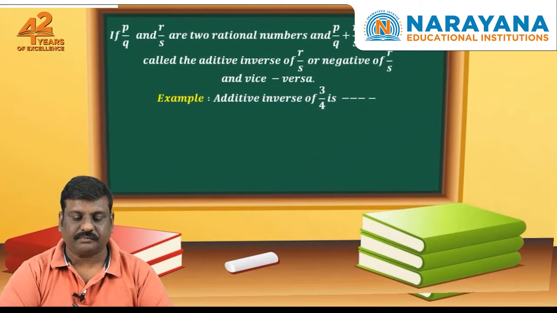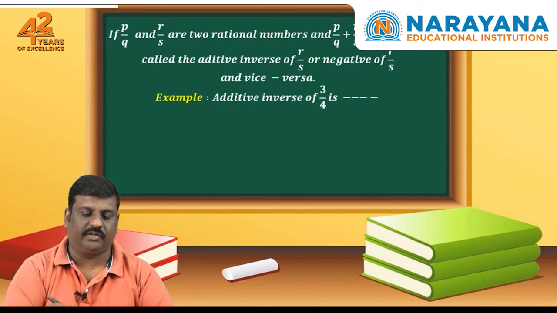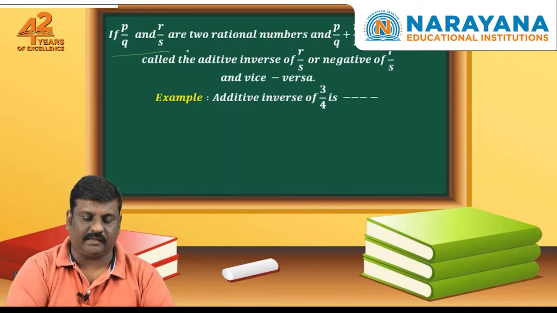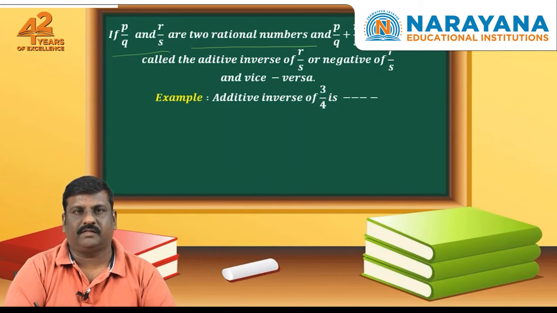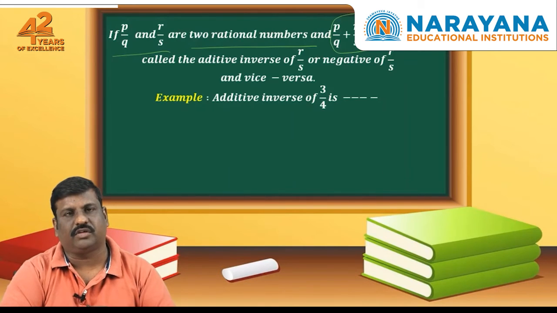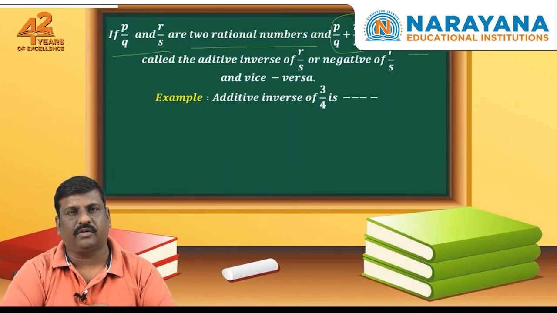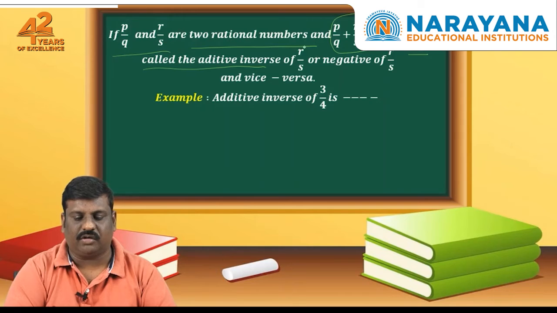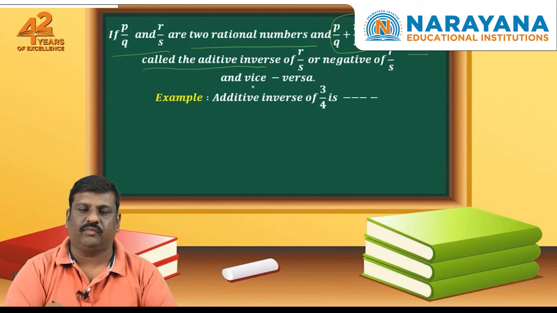And next, one more thing they gave is the additive inverse. We know that, right? If P by Q and R by S are the 2 rational numbers, and P upon Q plus R upon S equals 0, then the sum of the 2 rational numbers is equal to 0. Then one of the rational numbers is called the additive inverse of the other. That's why they say P upon Q is called the additive inverse of R upon S, or negative of R upon S. That means vice versa they have given us.